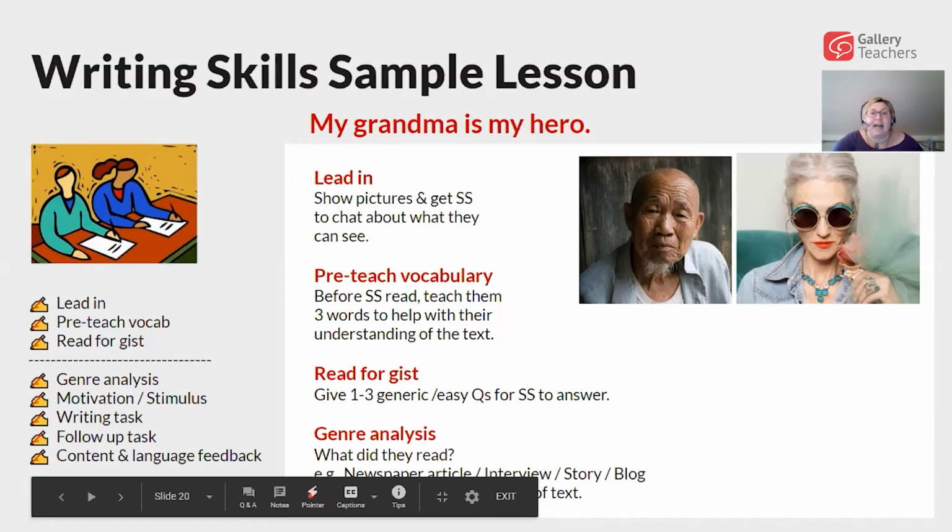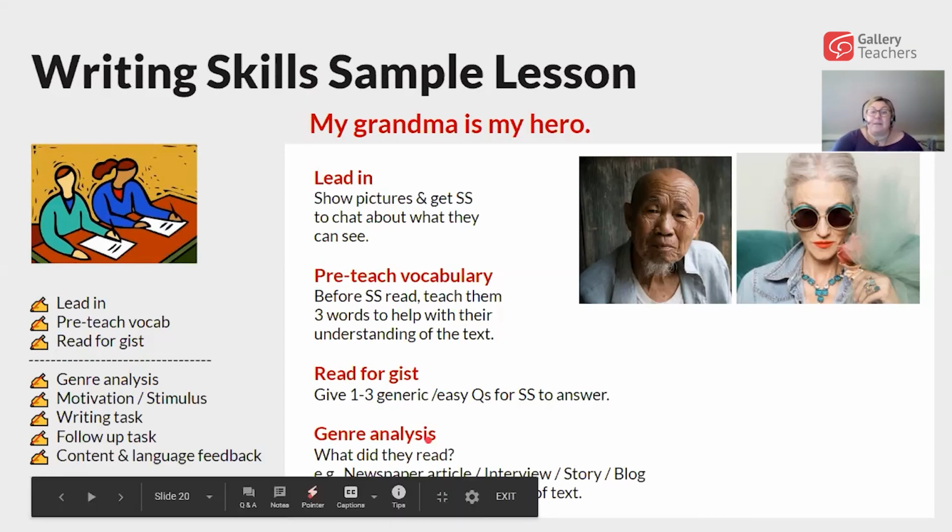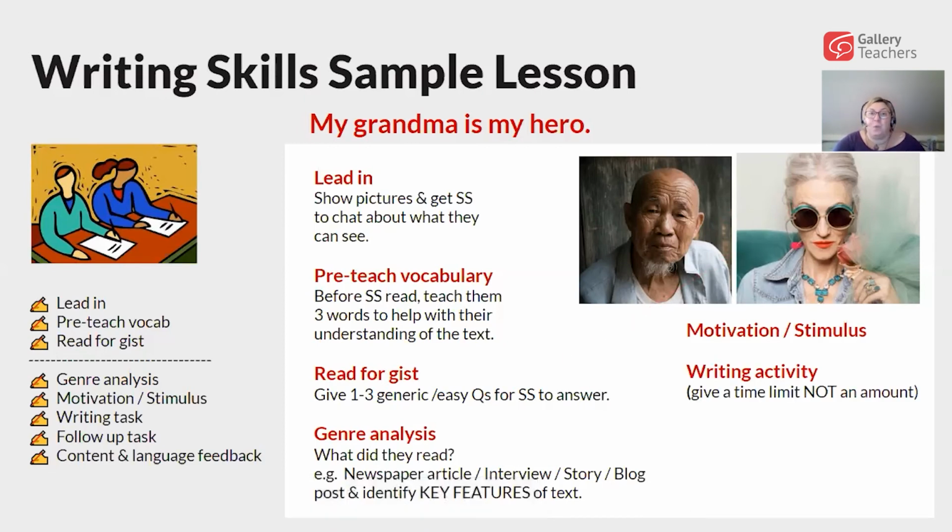So the genre analysis is really key in the writing skills framework to make sure your students understand what it is they've been reading, and therefore what it is about that model that they need to understand in order to then be able to do the writing task themselves. And so before we get them to do the writing, we want to give them a reason to write. We want to give them motivation or stimulus, okay? Students always need a reason to write. So that might be, for example, showing them the pictures and saying, choose one, either your grandma or your grandpa, or you can choose your own.